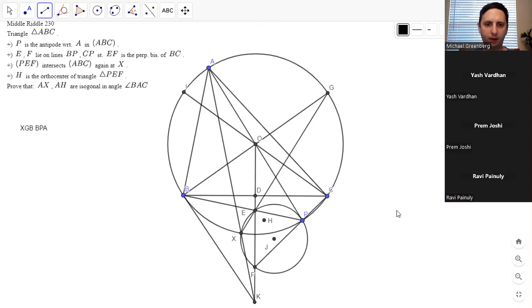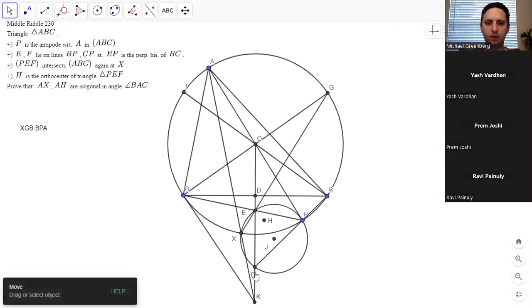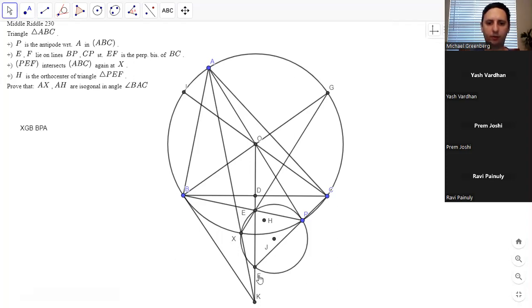Okay, so basically we're saying K, E, and O are collinear because AP and BG meet at O. It's very cool. All right, so we know AX is a symmedian. So we just have to show that AH is a median. And that will solve the problem.